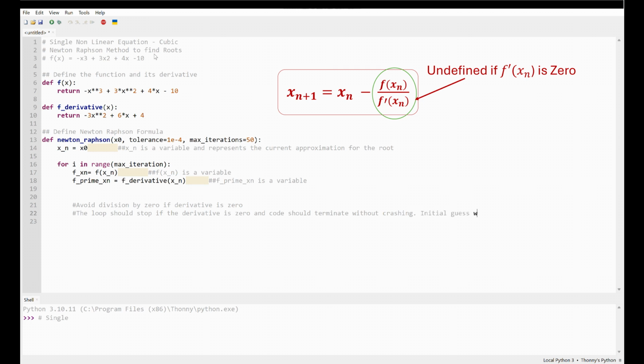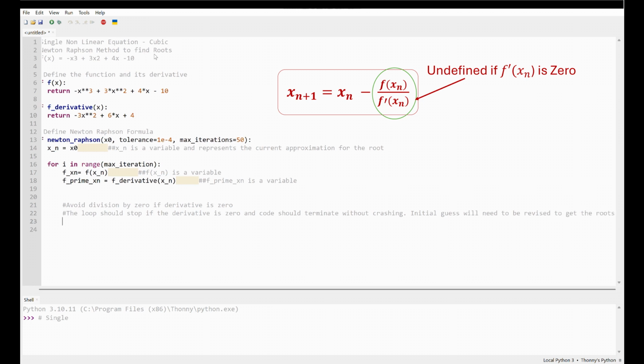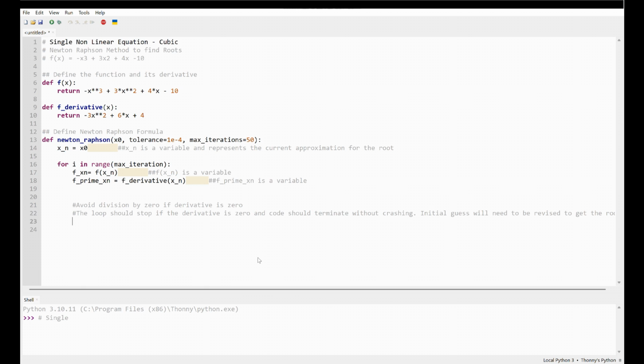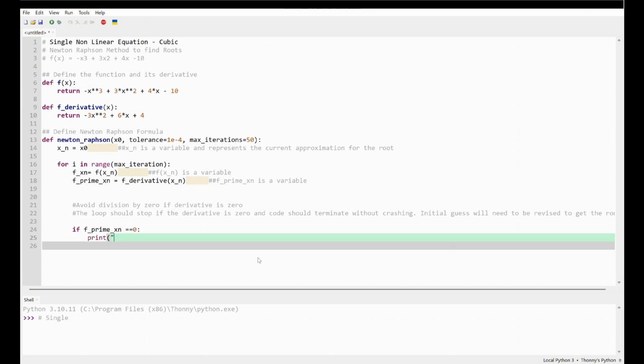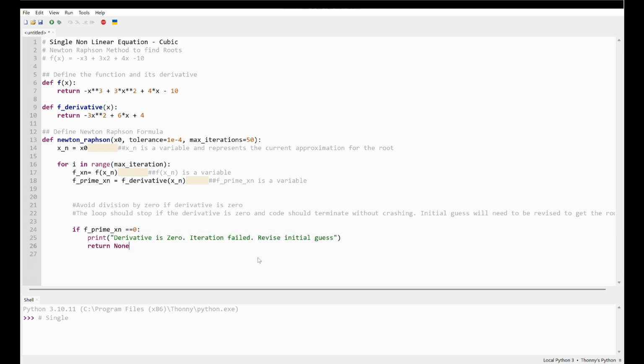And it's always good to put comments, so later on when you revisit the code, you know why you have done these kind of things. So I will say that if f prime is equal to 0, then just print that derivative is 0. And we can include another message. Let's say iteration failed, and something like revise the initial guess and return none, because that's not a valid answer.